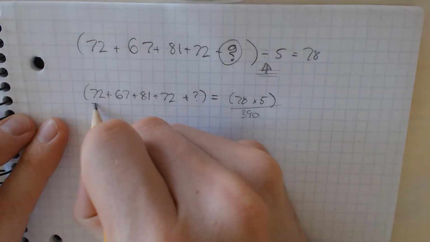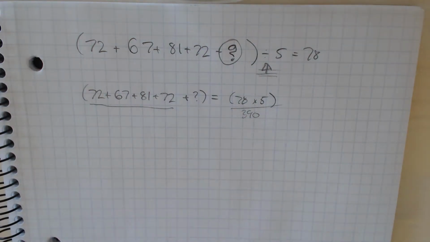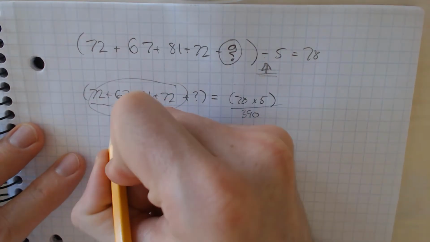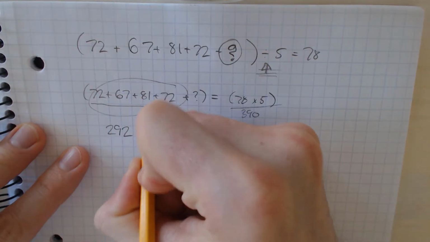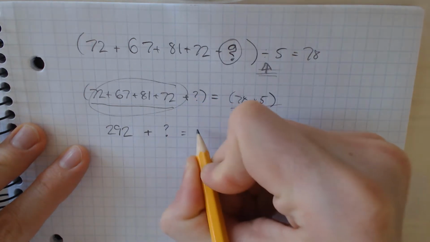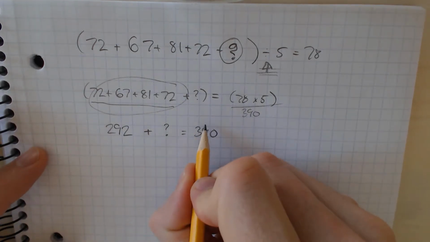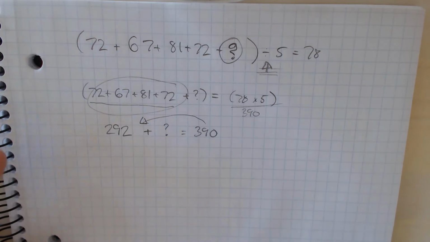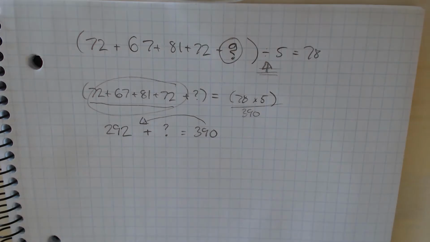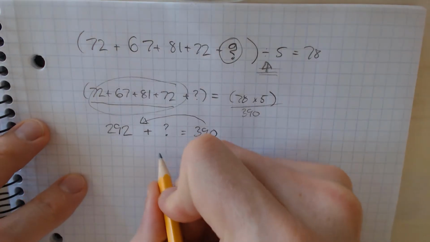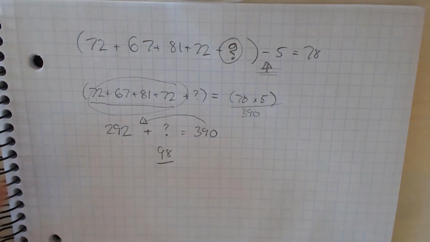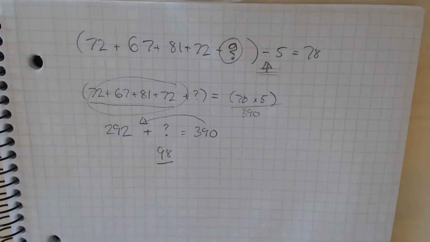And now that we know what the sum of all 5 addends should be, which is 390, and we know the sum of 4 of the addends because we already know these values, we can add these up. 72 plus 67 plus 81 plus 72 gives us 292, plus some unknown number, which is Jessica's score, would give us 390. So Jessica's score must be the difference between 390 down to 292. And the difference between 390 and 292 is 98.